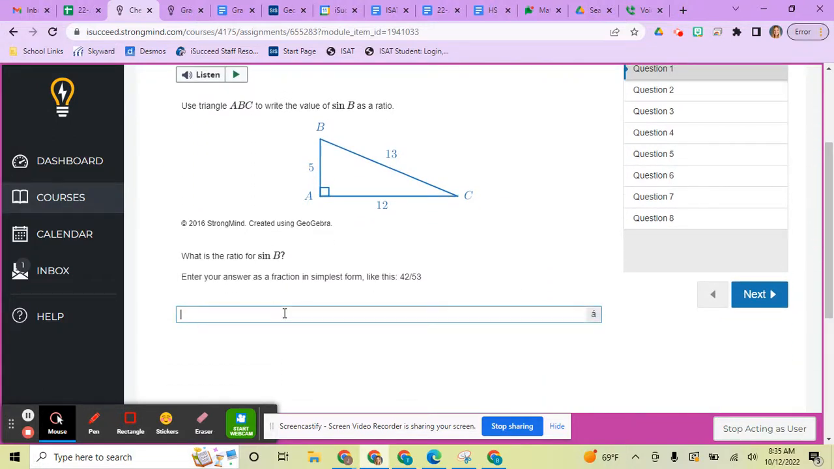What is the ratio for the sine of b? So sine is opposite over hypotenuse. So here's b. So I'm going to go opposite 12 over hypotenuse 13. So 12 over 13.